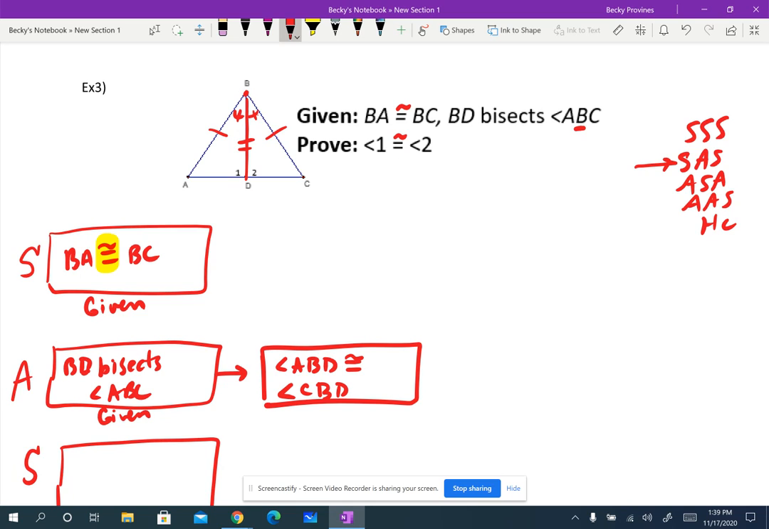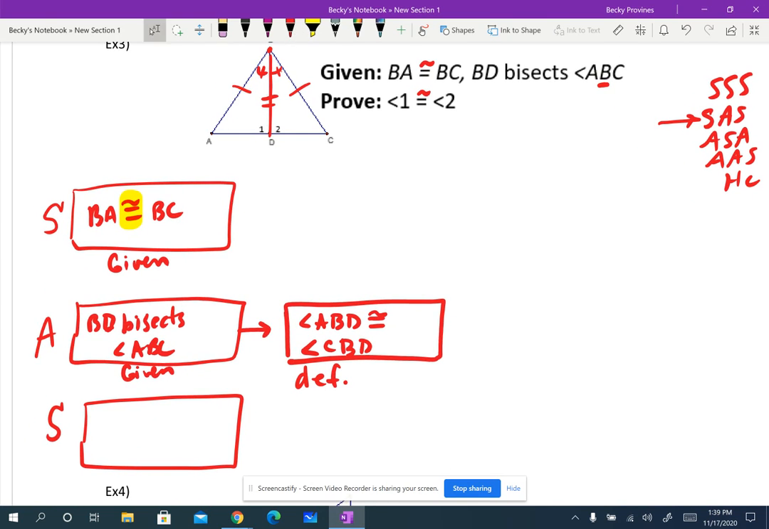Now, this is not given. Go back one step and say, how did I know this? Well, I see a vocab word, bisects. So you could say definition of bisector, definition of angle bisector.